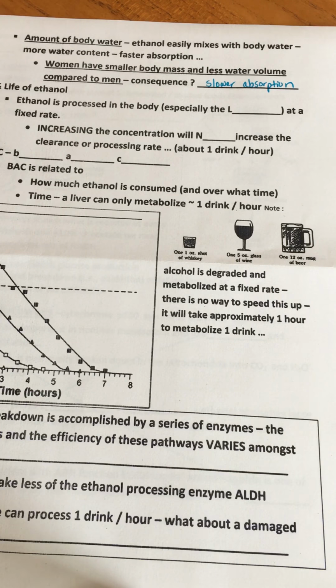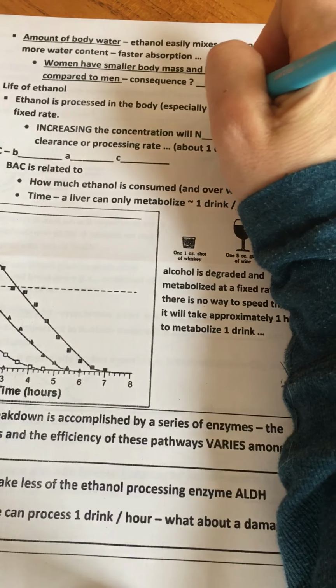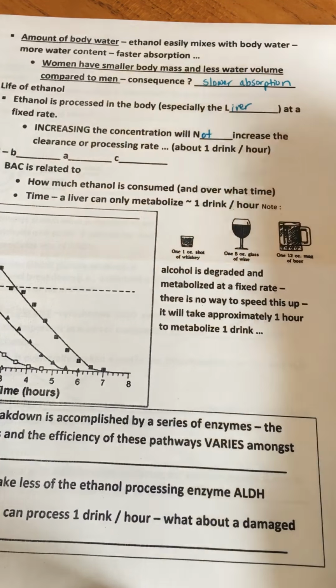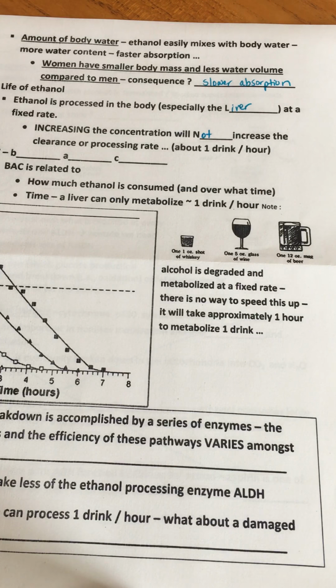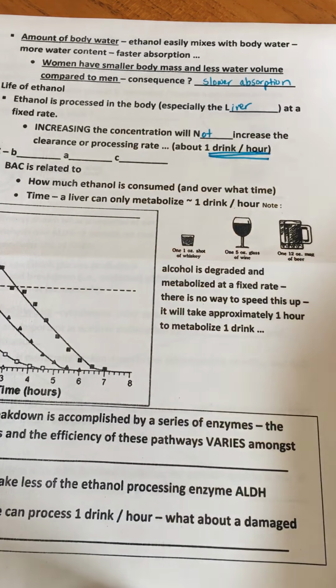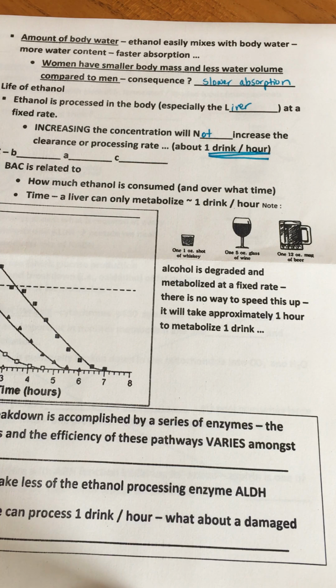So the half-life of the ethanol. Ethanol is actually processed by the body, especially in the liver, at a fixed rate. Increasing the concentration will not increase the clearance or processing rate. So what I'm saying is, if we increase the concentration, it's still going to do 1 drink per hour. So increasing the concentration is actually not going to increase the rate at which it's processed. The reason is we actually have a certain rate at which we can break down the alcohol.